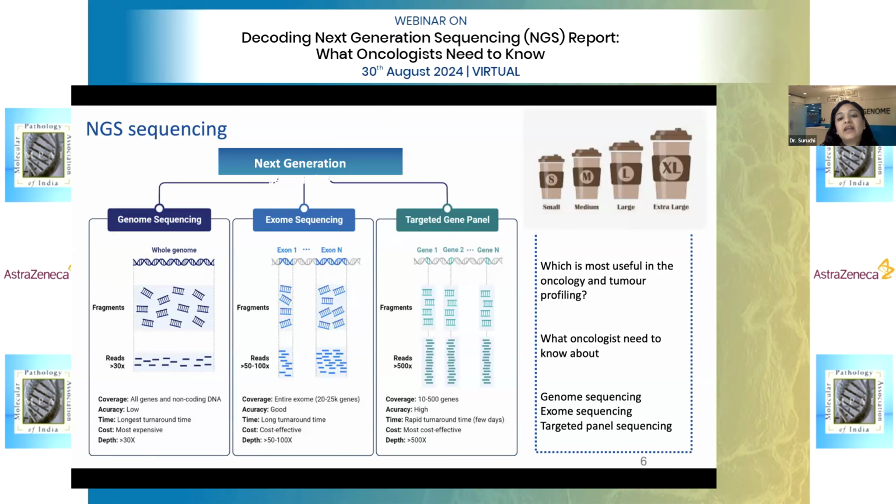Yes, sir. Targeted panels do work well because we are targeting a specific region, and the quality of the data that we get is good when we are targeting smaller regions. If we are looking only for L858R, a hotspot panel would give you better quality data. Okay. Dr. Vindhya, your comments?